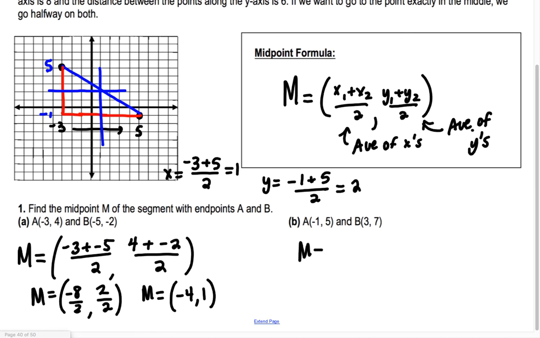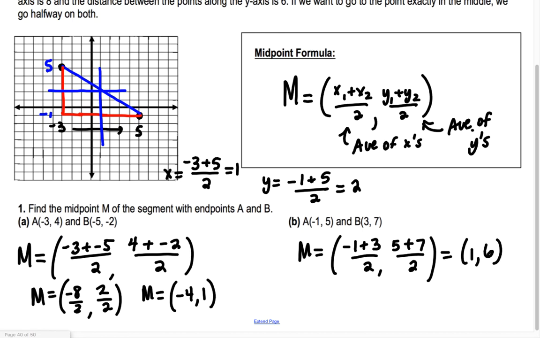So our midpoint is going to be negative 1 plus 3 divided by 2, and 5 plus 7 divided by 2. So we get 2 divided by 2, which is 1, and we get 12 divided by 2, which is 6. So our midpoint is 1, 6. All right, easy enough. We like midpoint.